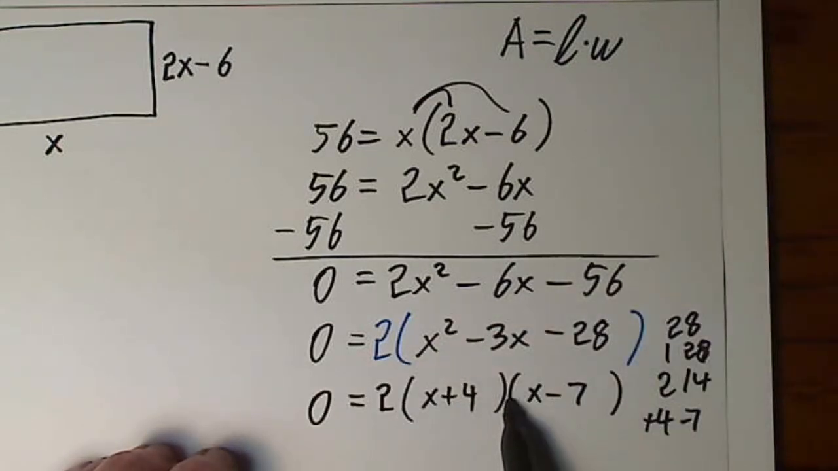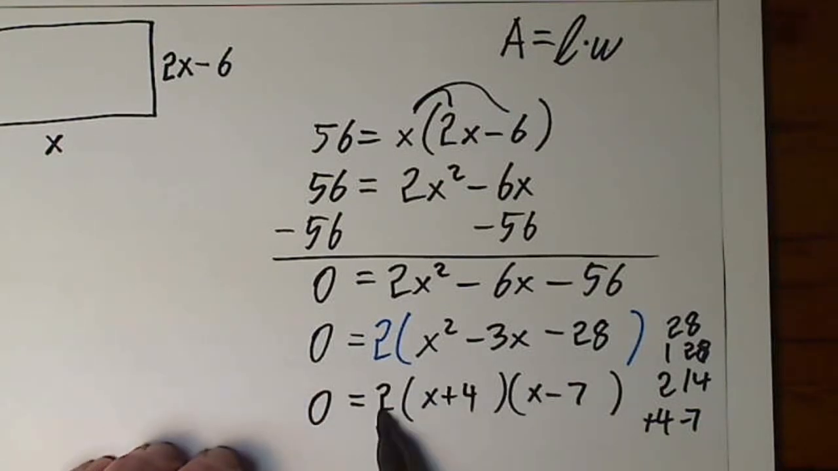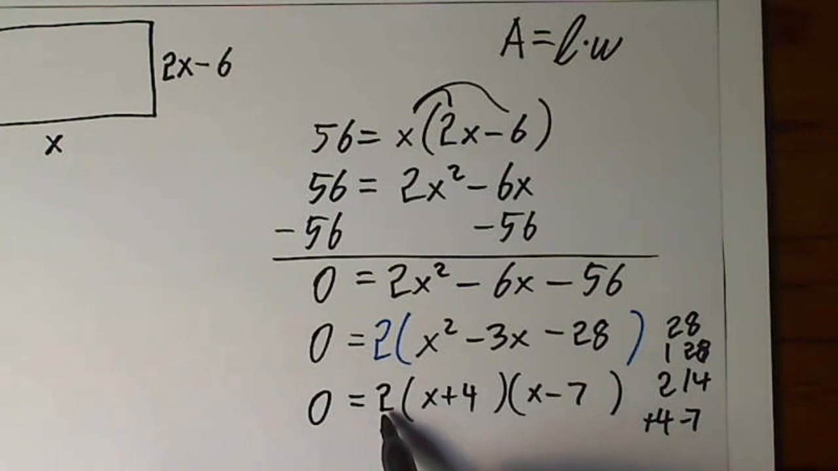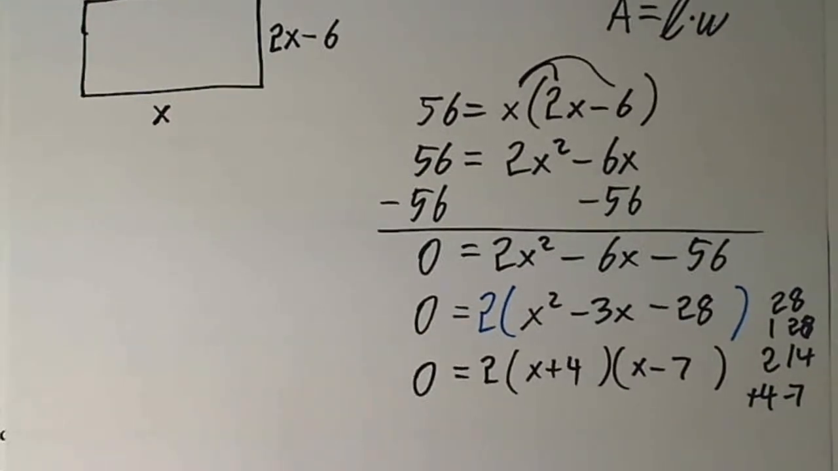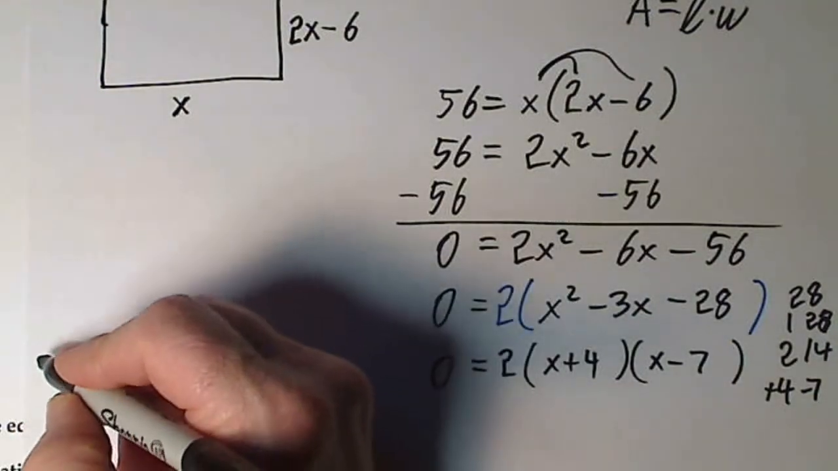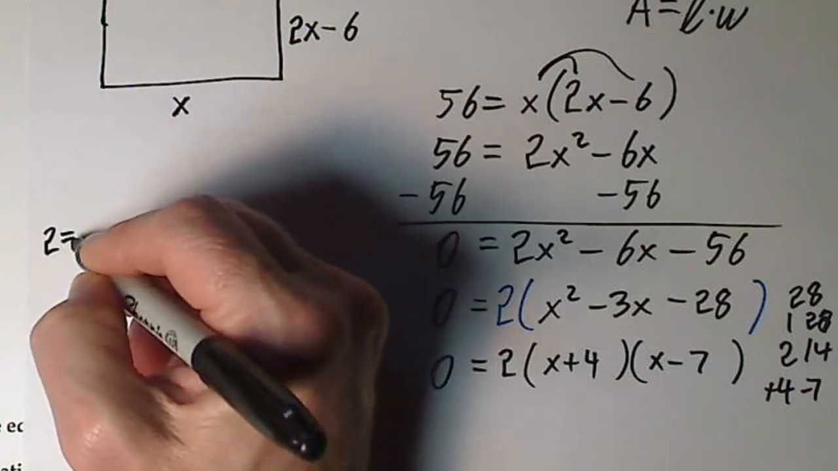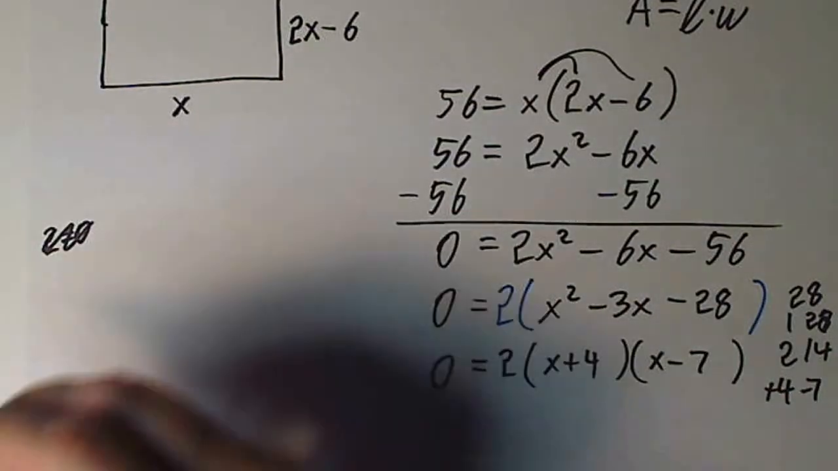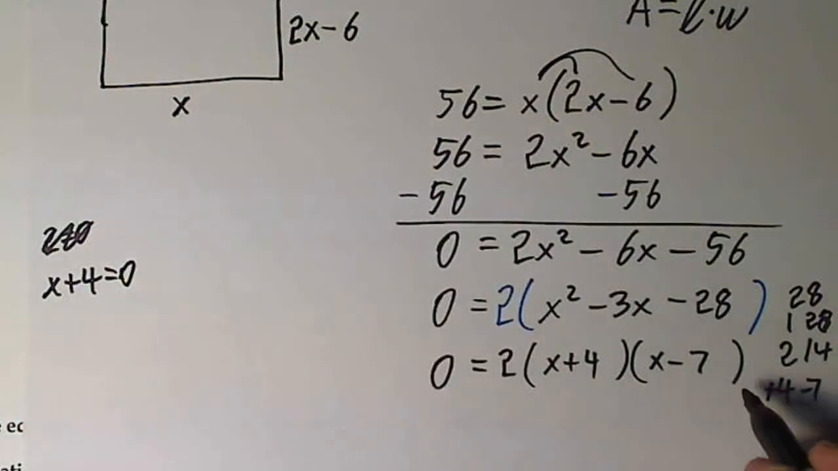So I have something times something times something equals 0. So you set each factor equal to 0. The first one, 2 equals 0, is kind of ridiculous, but I'll just write it and then discard it, because I just want to emphasize you take each factor and set it equal to 0. 2 equals 0, you toss it because that's not true. Then you try x plus 4 equals 0 and x minus 7 equals 0.